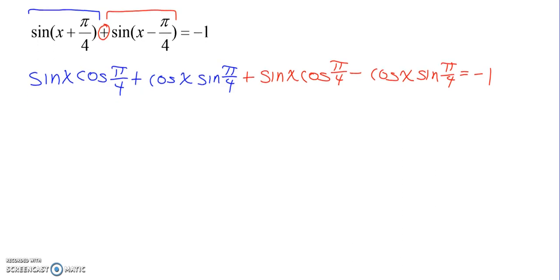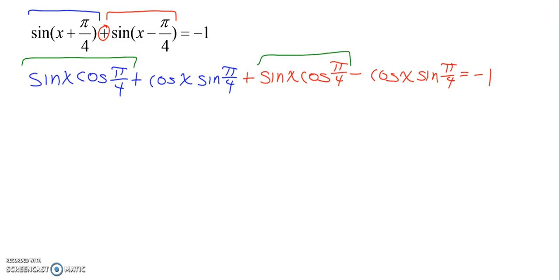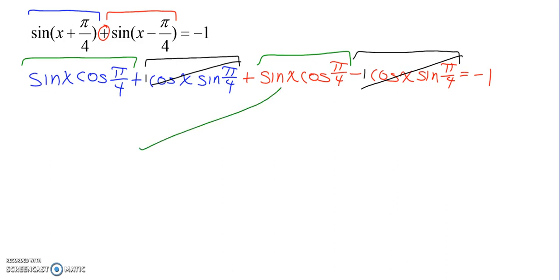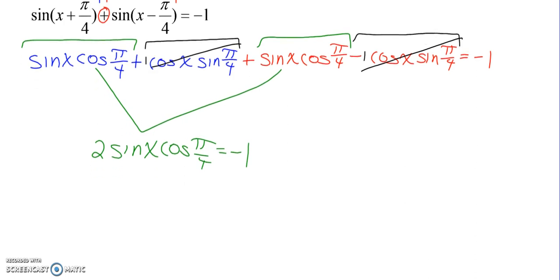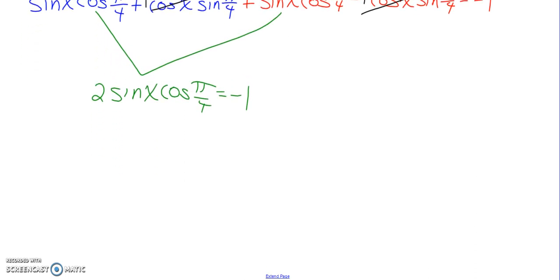And what I do know is sine x cosine pi over 4. So what I'm looking at right here, this and this are like terms. And in fact, right here, this cosine x sine pi over 4 and negative 1 cosine x sine pi over 4, those are also like terms, but with the positive 1 and the negative 1 in front, those two add to 0. So I don't have to worry about those. What I do notice is I have those like terms right here. I can combine these, call it 2 sine x cosine pi over 4. So I've simplified quite a bit. I still know it's all equal to negative 1, and I haven't even done an operation to both sides.